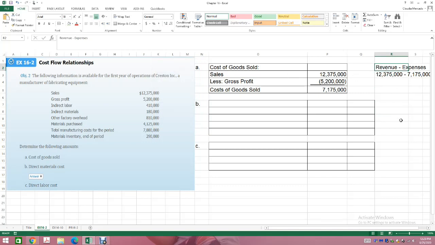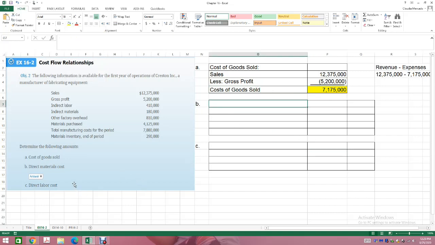Okay, revenue minus expenses. So I generated revenues of $12,375,000 from my sales of my product. Okay, I spent, according to the calculation, $7,175,000 in my cost of goods sold. So my gross profit is $5.2 million, which is what they provided to you here. Okay, so if you're missing a figure, you can calculate it by working backwards. So you know your sales component, and you know your profit component. You deduct both of them to calculate the missing figure, which is your cost of goods sold of $7,175,000. Okay.